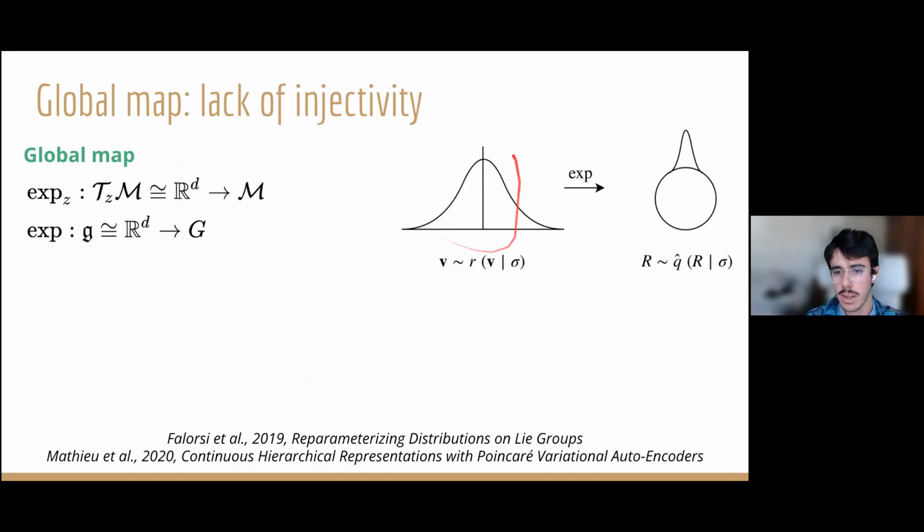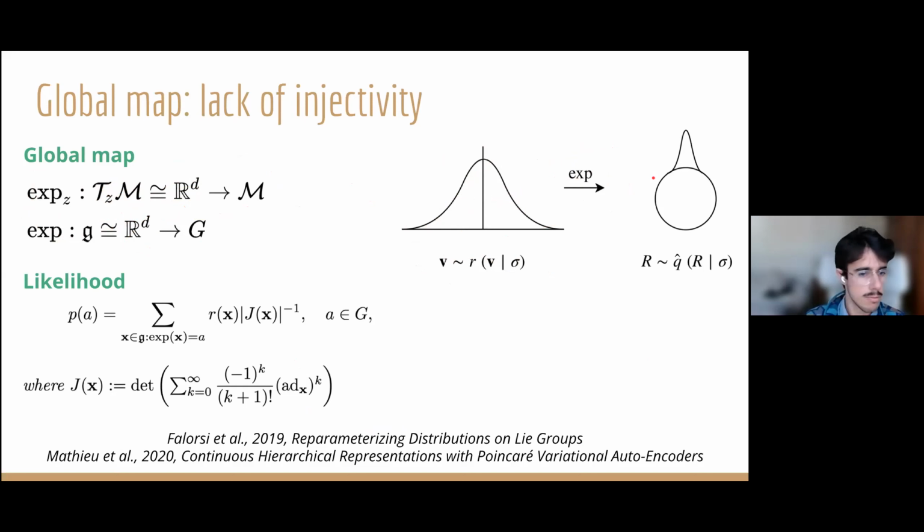You define a normalizing flow on the Lie algebra or on the tangent space that is isomorphic to R^D, and then you apply the exponential map on that. And then you can compute the likelihood. The issue is that the exponential map is not always surjective. For standard Lie groups it often is, but it is definitely non-injective for compact spaces.